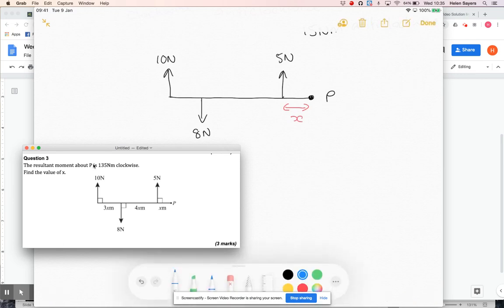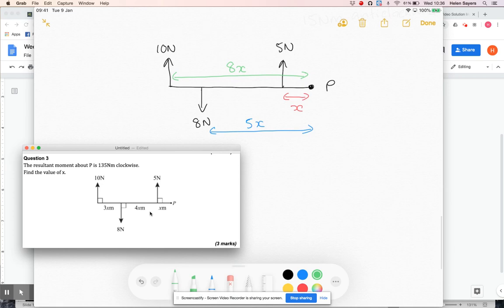The 8 Newton force is, well, if that's 4x, then the total distance of the 8 Newton force is 4x plus x, so 5x. And then the 10 Newton force is 3x plus 4x plus x, so 8x. Okay, so they're all the total distances.